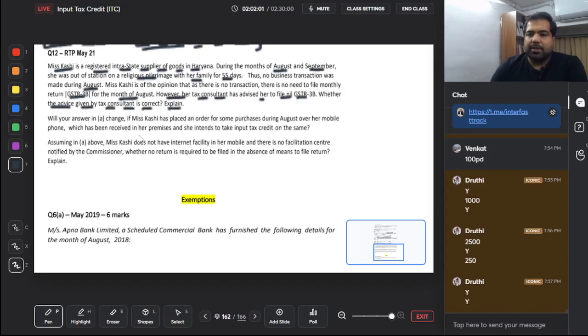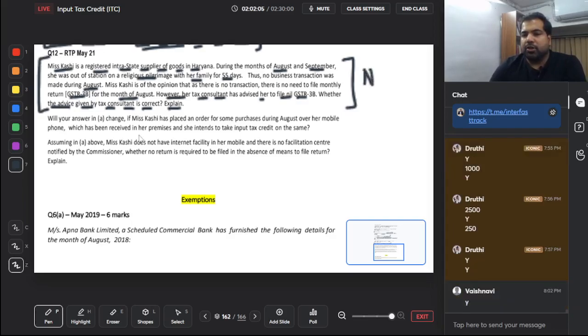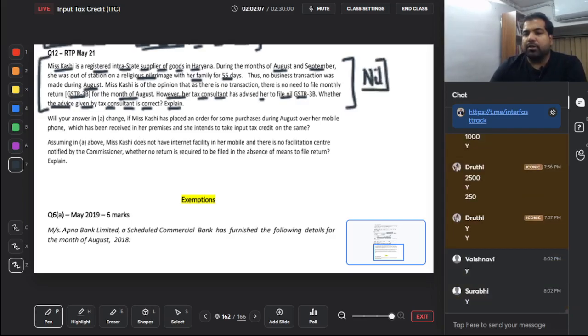Is it right, guys? Yes, the tax consultant is absolutely right. You need to file a nil GSTR 3B even if there are no inward or outward supplies. Will your answer in A change if Miss Kashi has placed an order for some purchases during August, a mobile phone, which has been received at her premises and she intends to take input tax credit on the same? Then the answer will change. Then it will not be a nil return and she will have to file a proper GSTR 3B.